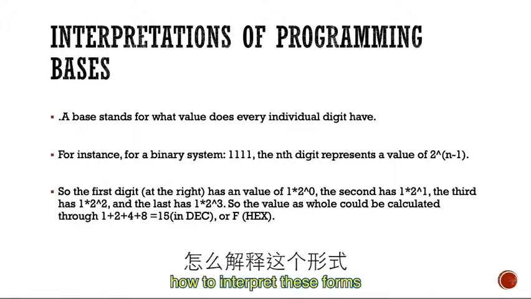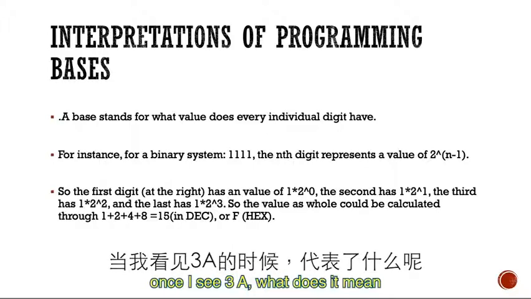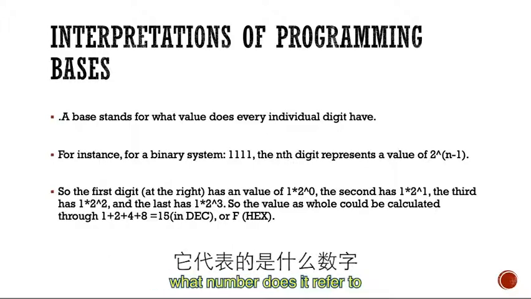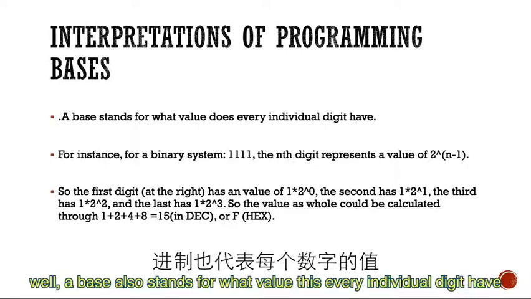How do we interpret these forms? Once I see 3a, what does it mean? What number does it refer to? Well, a base also stands for what value every individual digit has.